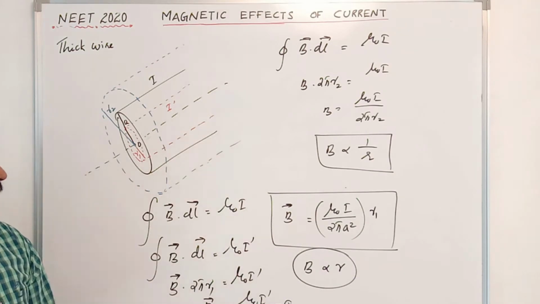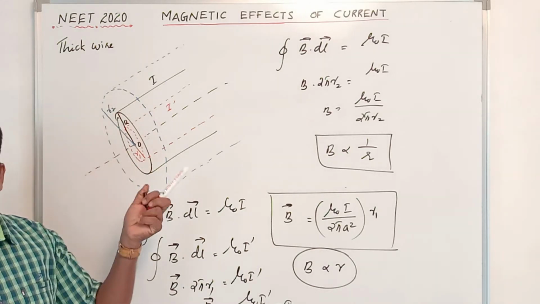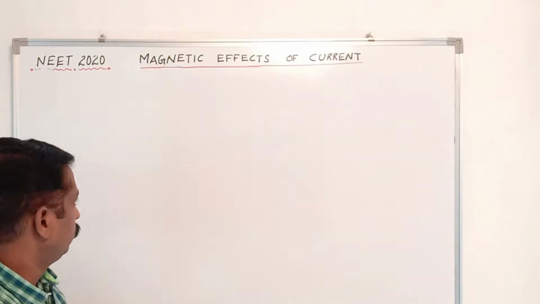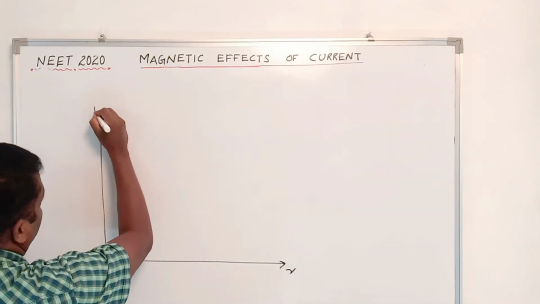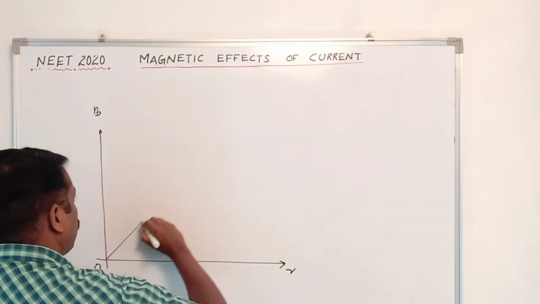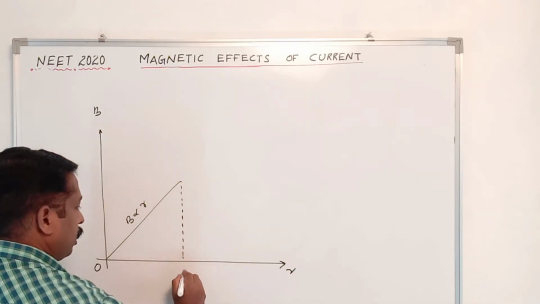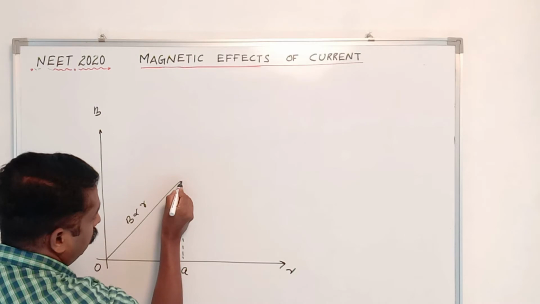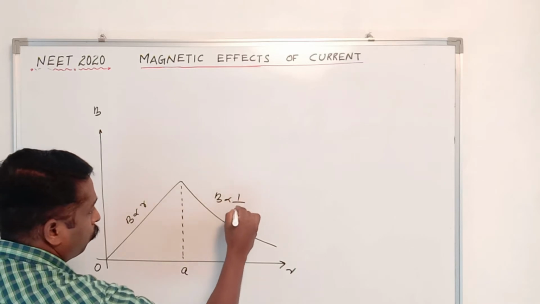So we can say that inside the conductor the magnetic field is directly proportional to R and outside it is inversely proportional to R. Then the graph of distance versus magnetic field of a thick wire: distance is taken on the x-axis and magnetic field on the y-axis. From the center O of the conductor, B is directly proportional to R up to the surface. This point is A, the surface of the conductor. From center to surface it is directly proportional to R and outside it is inversely proportional to R.